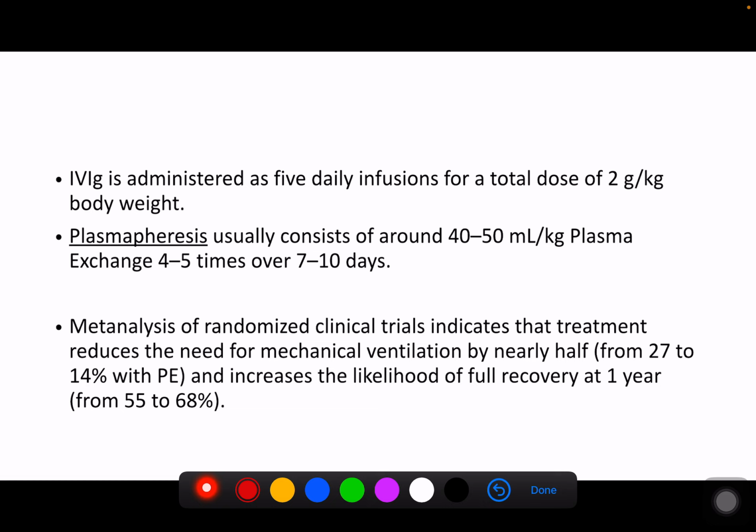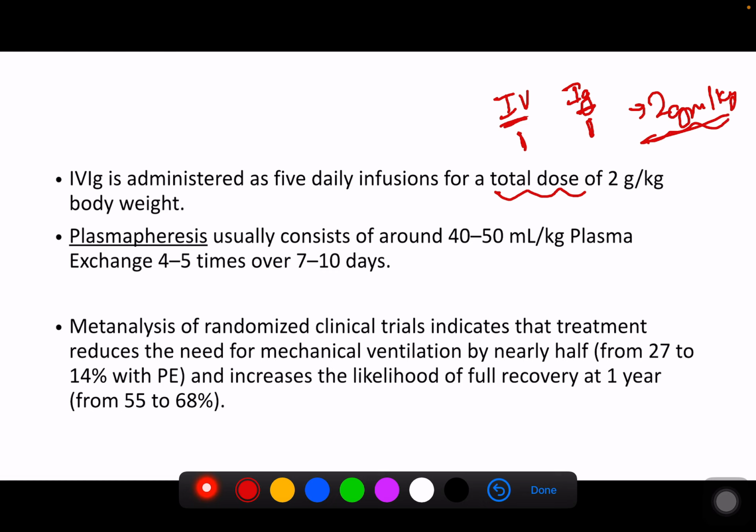IVIG is administered as 5 daily infusions for a total of 2 gram per kg body weight, okay. So how can you remember this? IVIG, 1 1 2 gram per kg body weight, okay, like this. However, you just need to remember that IVIG is administered as 5 daily infusions for a total dose of 2 gram per kg.